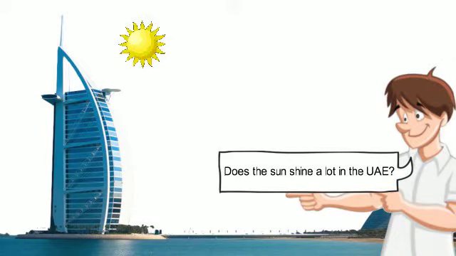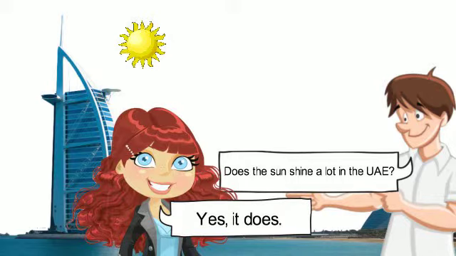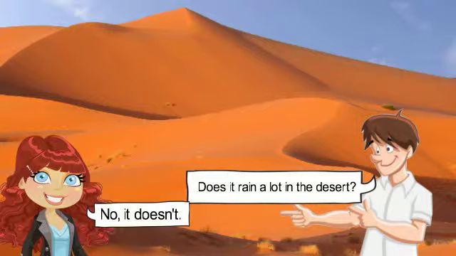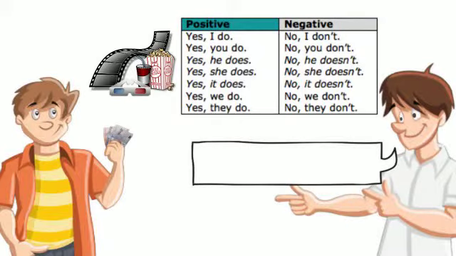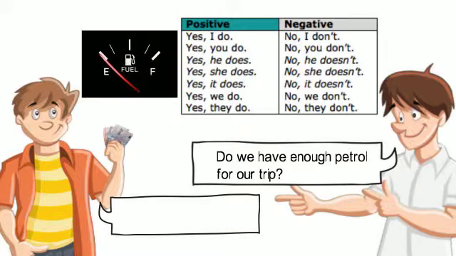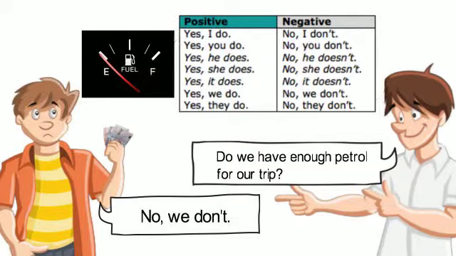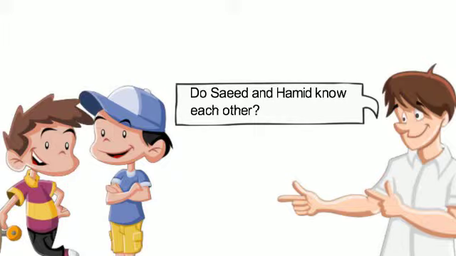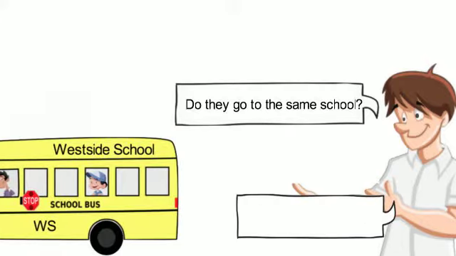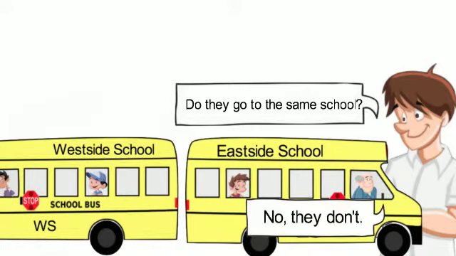Does the sun shine a lot in the UAE? Yes, it does. Does it rain a lot in the desert? No, it doesn't. Do we have enough money for the movies? Yes, we do. Do we have enough petrol for our trip? No, we don't. Do Saeed and Hamid know each other? Yes, they do. Do they go to the same school? No, they don't.